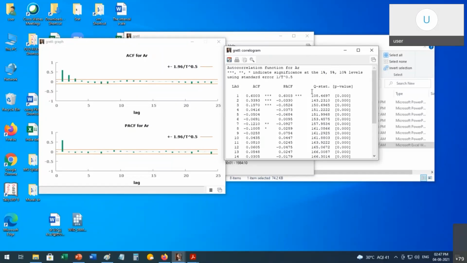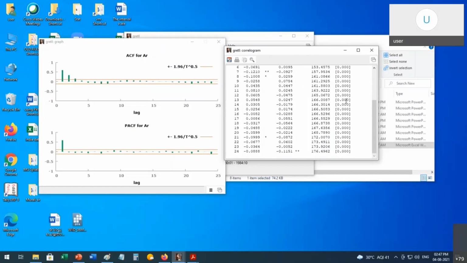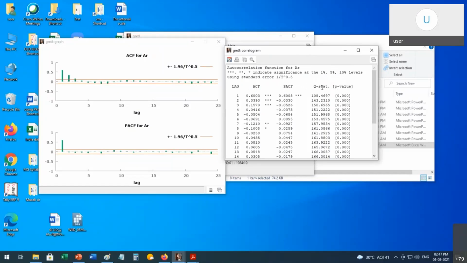And see the Q statistic. The entire Q statistic is 0. The p-value is 0. Q stat is very high. P-value 0 means we are rejecting the null hypothesis that the autocorrelation function is 0. That means it is not 0. If the autocorrelation function were 0, then we would have a white noise. Here we do not have a white noise.